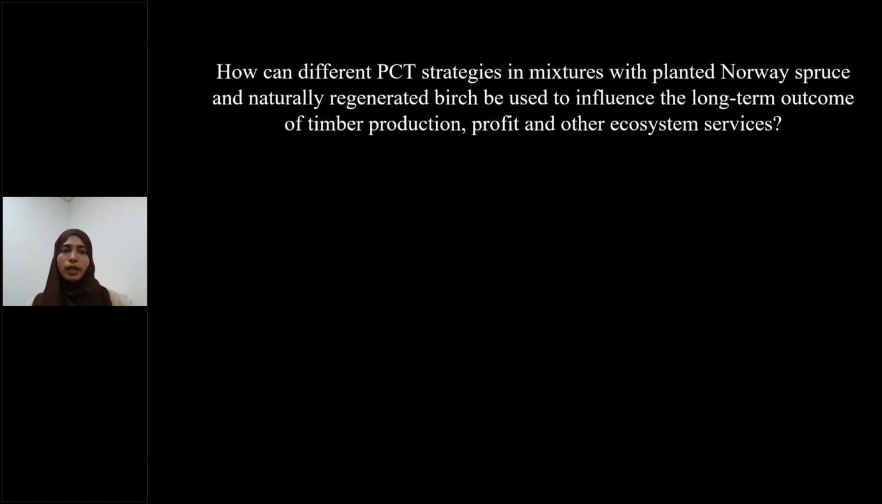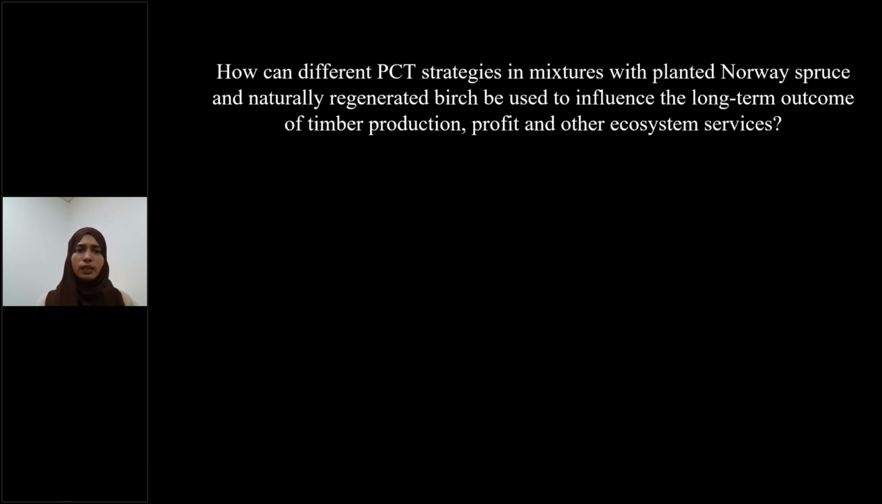And the second question is that pre-commercial thinning is recommended and very well practiced in Sweden. But the main question is when to do pre-commercial thinning, because there are pros and cons in early and late pre-commercial thinning. And often it's recommended to do it in between, when the trees are 2 to 3 meters in height.